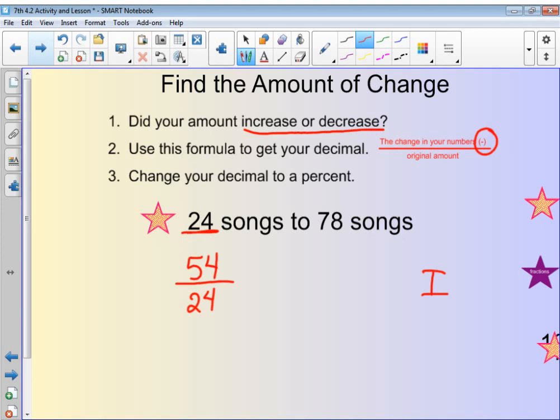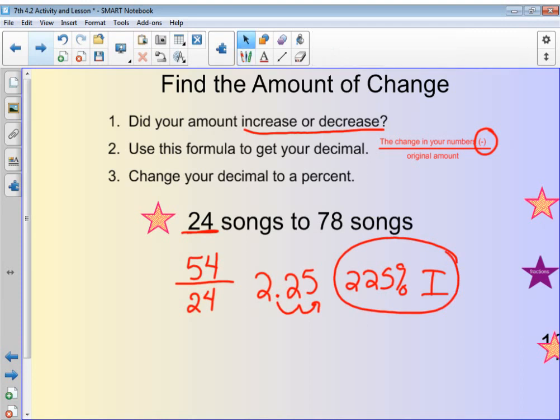Okay, so now we'll change it to its decimal form. So 54 top divided by 24 the bottom gives us 2.25. Now we'll change that to a percent. So 2 places this way to the right is 225% increase.